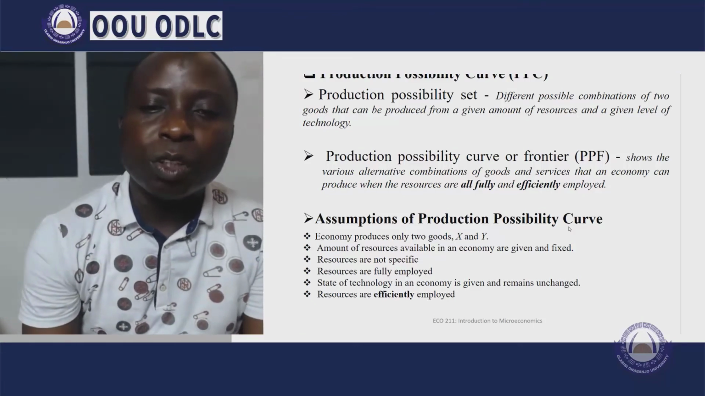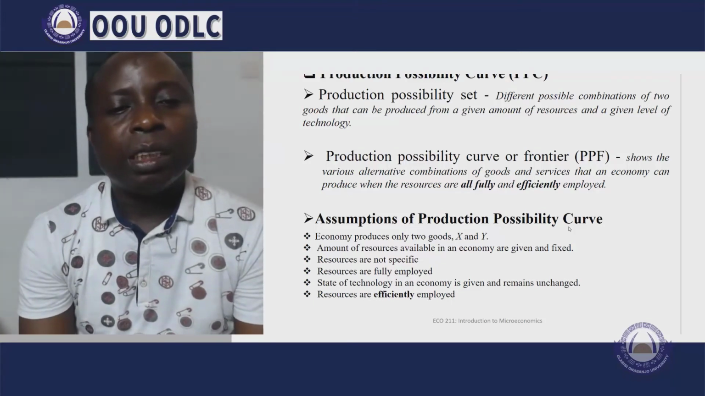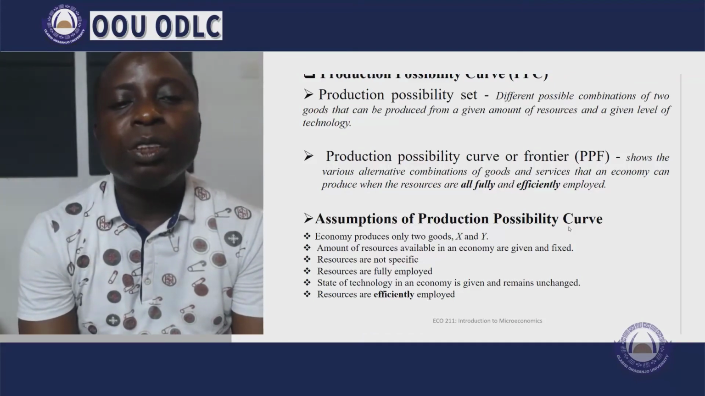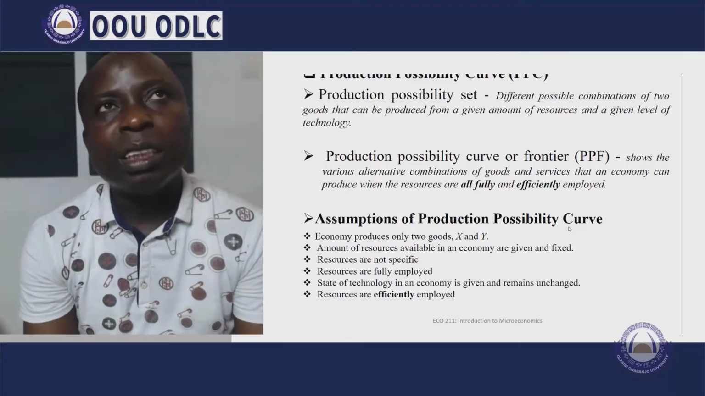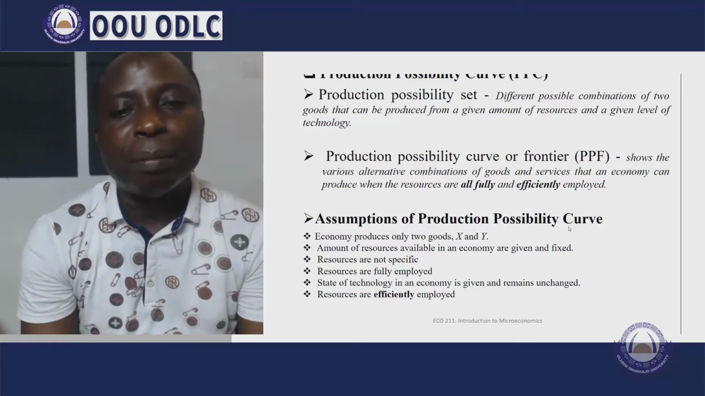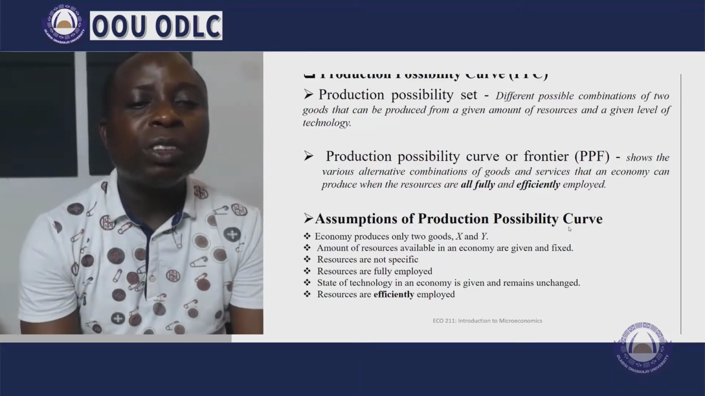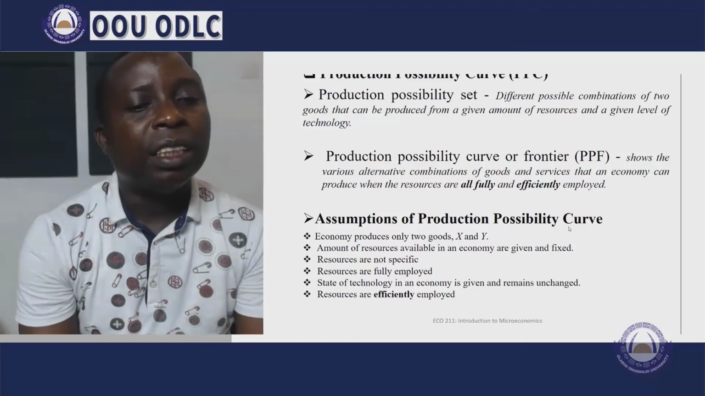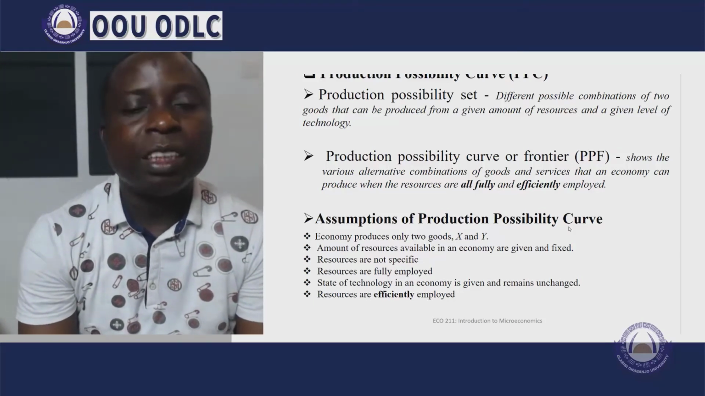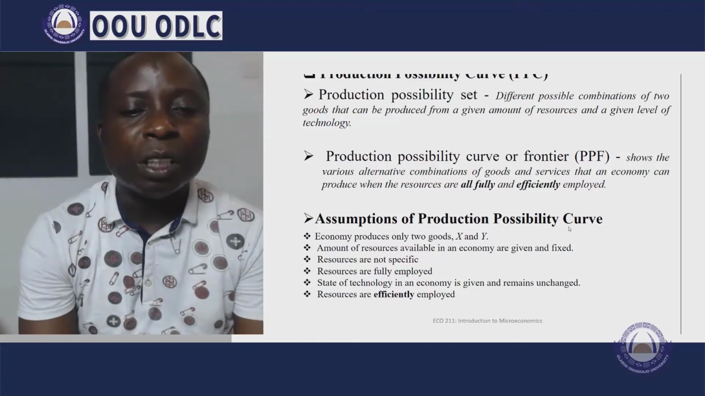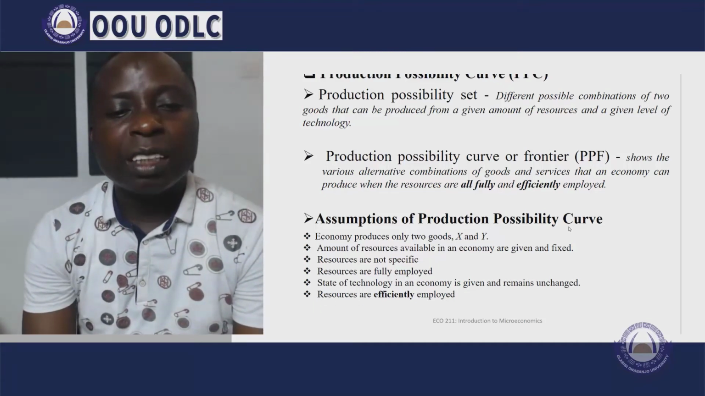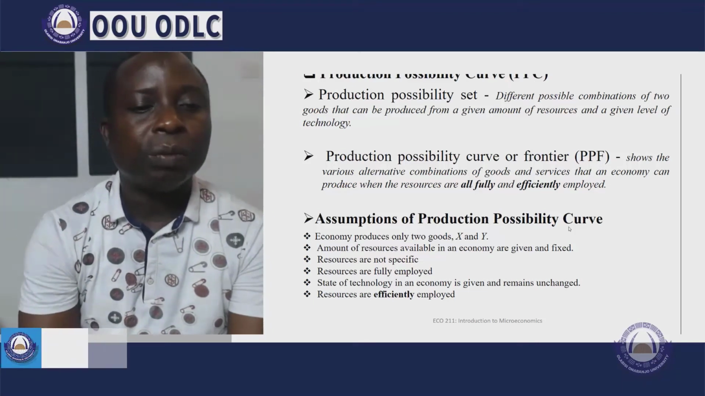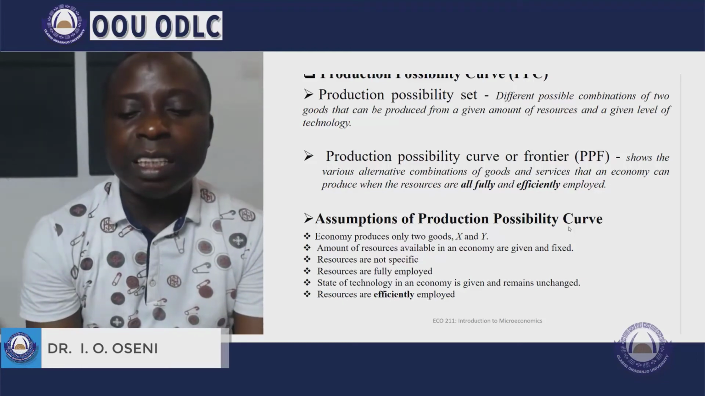What are the basic assumptions of production possibility curve? The assumptions of production possibility curves are as follows. One, economy produces only two goods, for instance, X and Y, rice and beans. Two, amount of resources available in an economy are given and are fixed. Three, resources are not specific. Four, resources are fully employed. Five, state of technology in an economy is given and remains unchanged. Lastly, resources are efficiently employed.